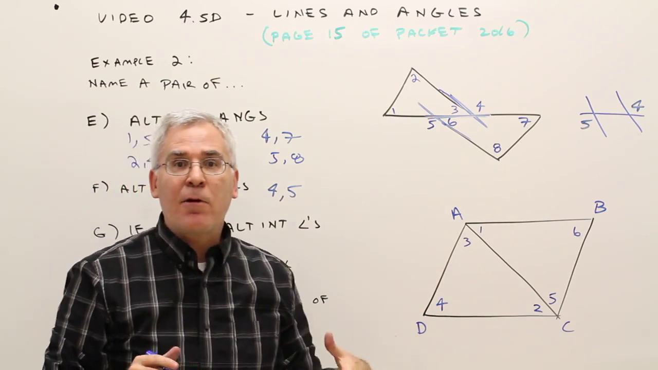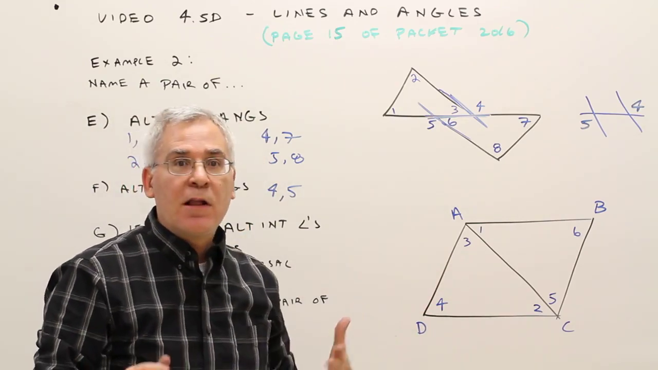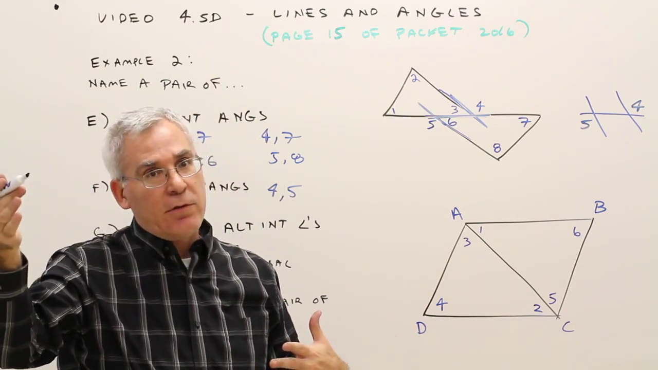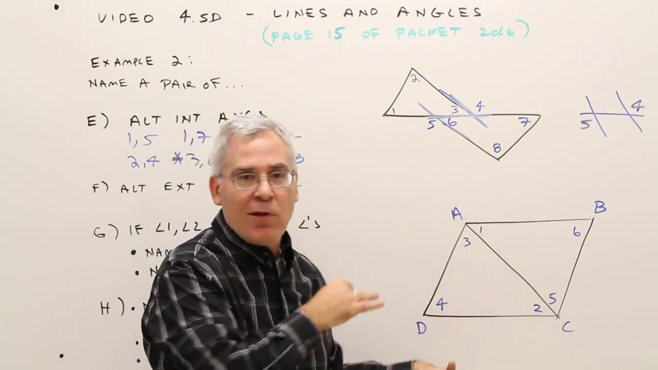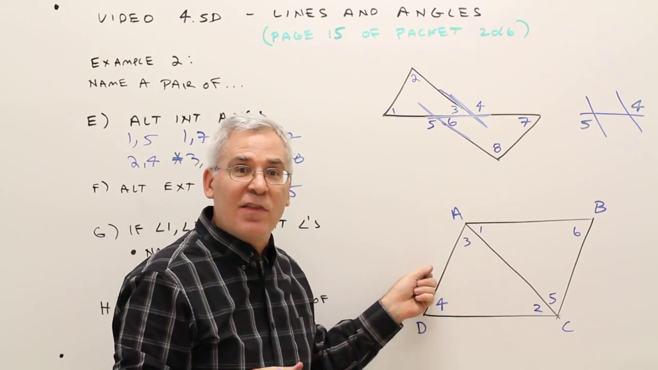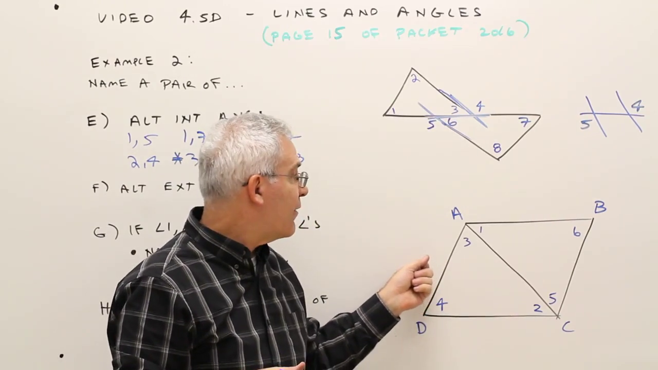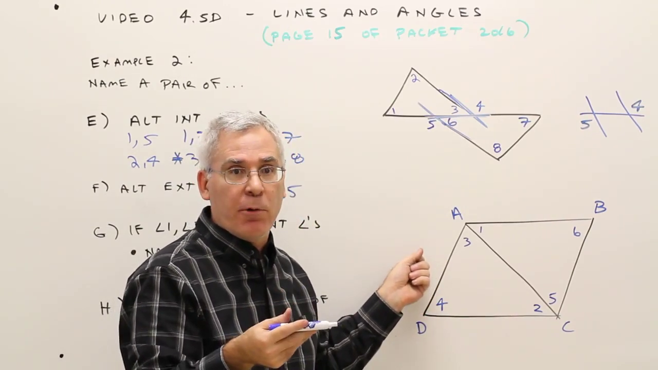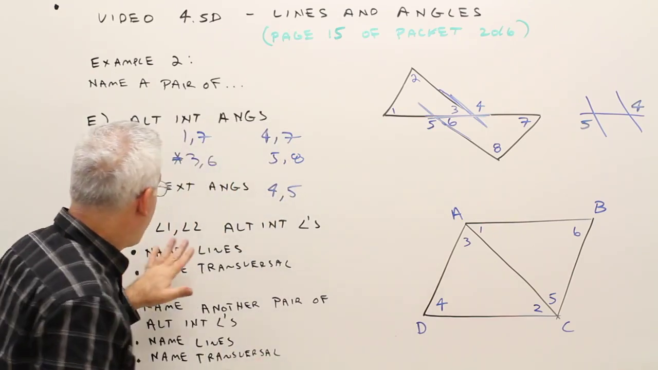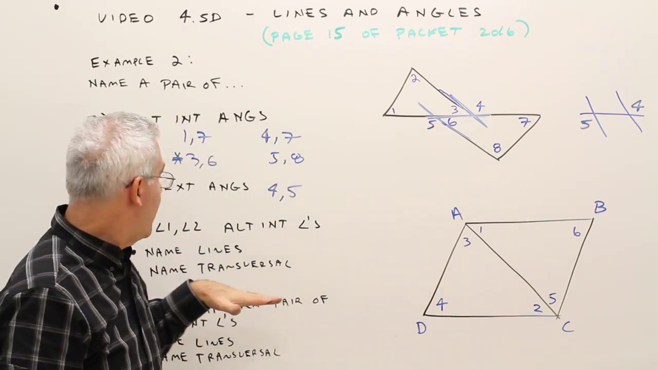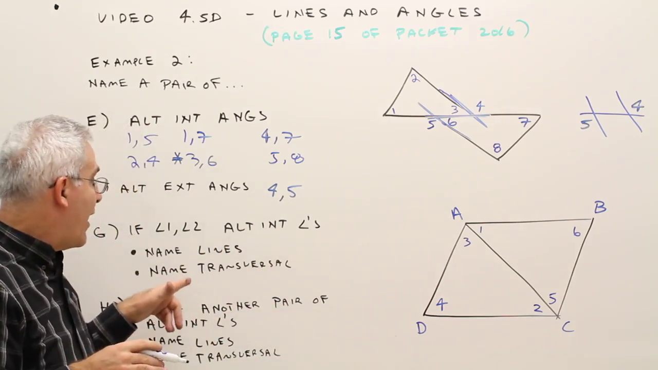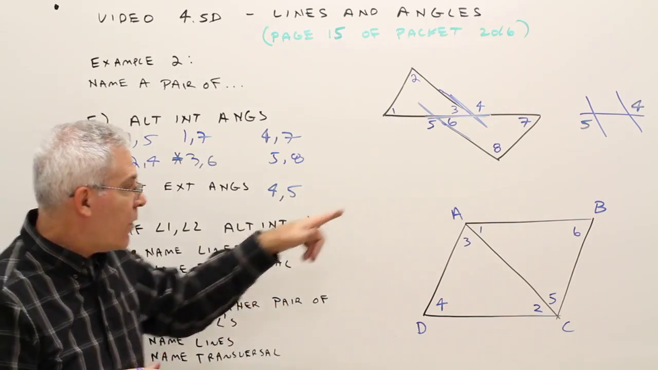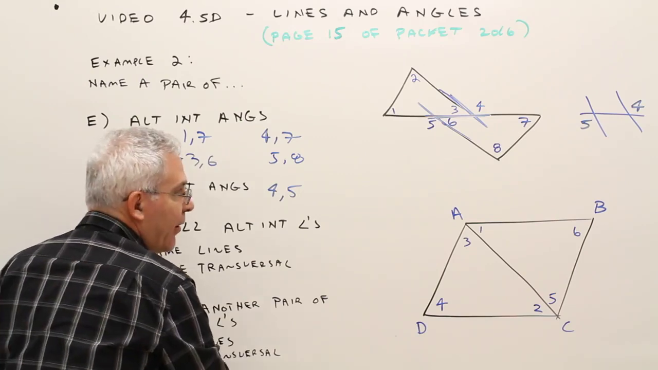This drawing right here, this is really important. This is going to lead us to future lessons. We're going to be talking about parallelograms, parallel lines, all these kinds of angles. So this is the example that I think is fundamental moving forward. Okay, so it says, if angles 1 and 2 are alternate interior angles, name the pair of lines and the transversal. Okay, so let me just outline it here.